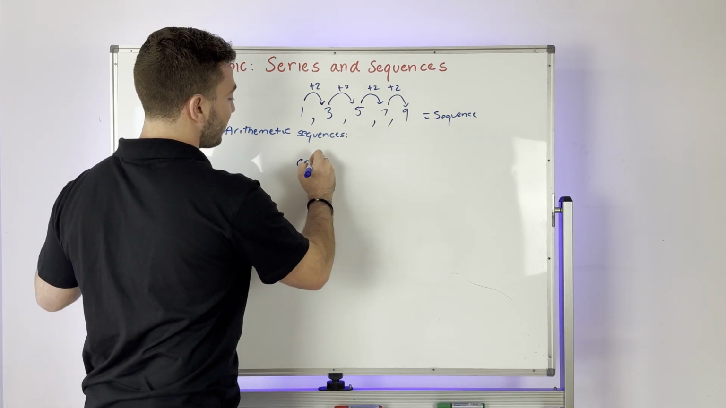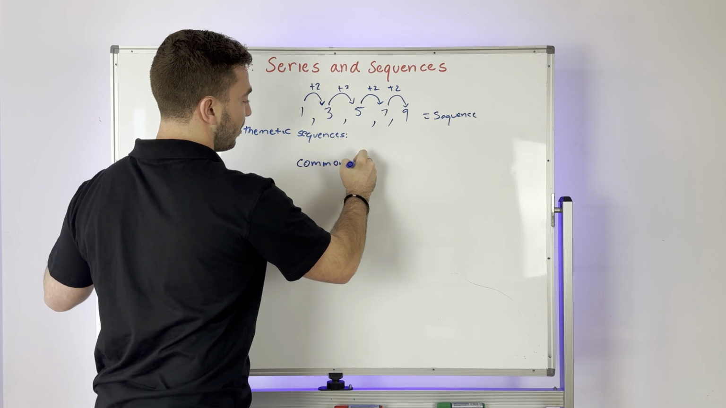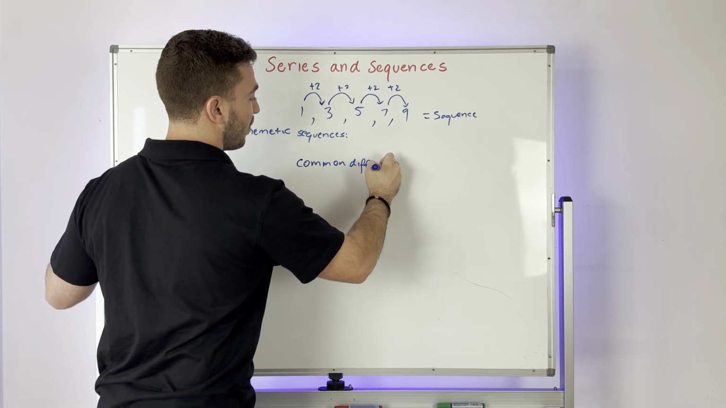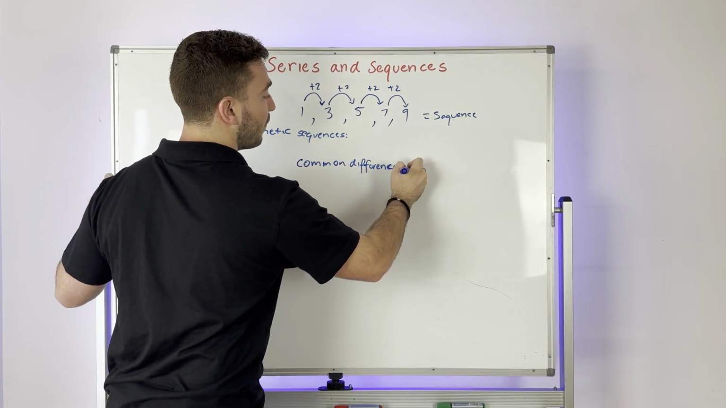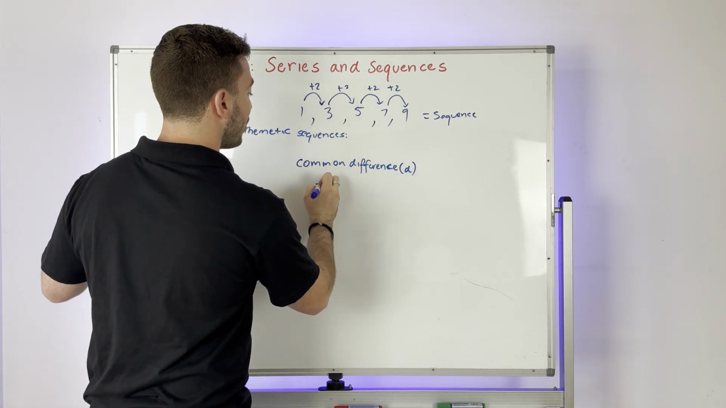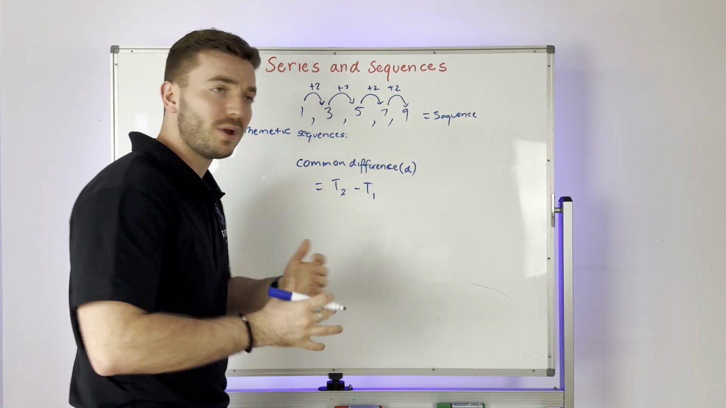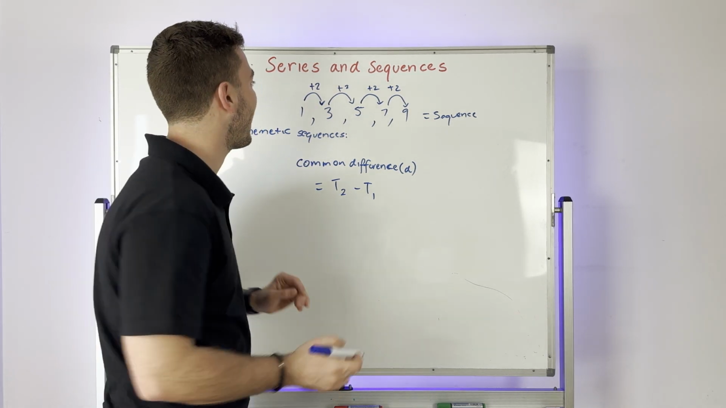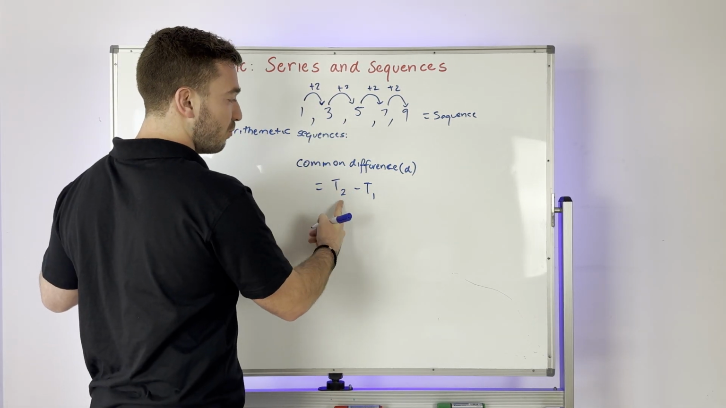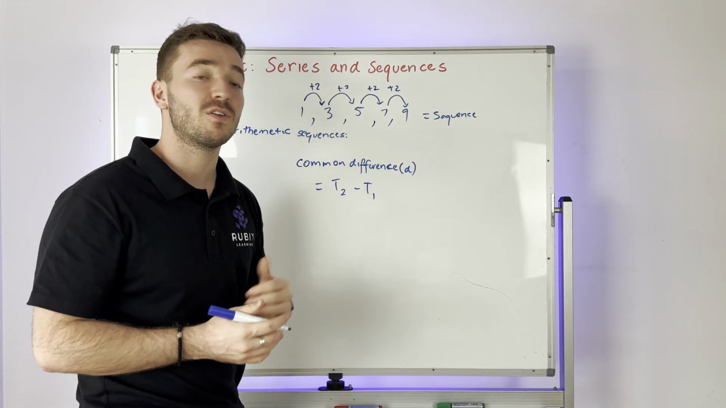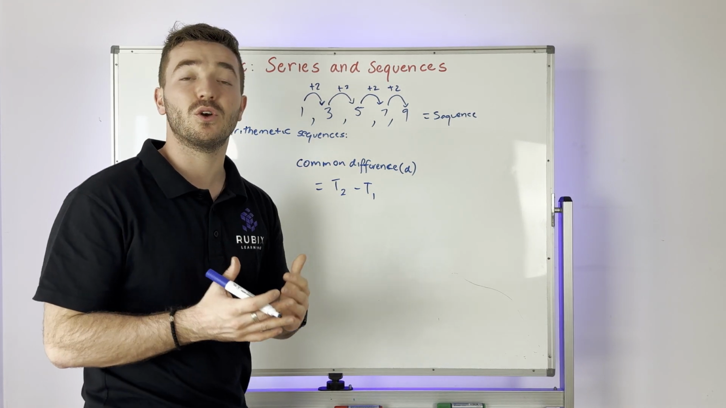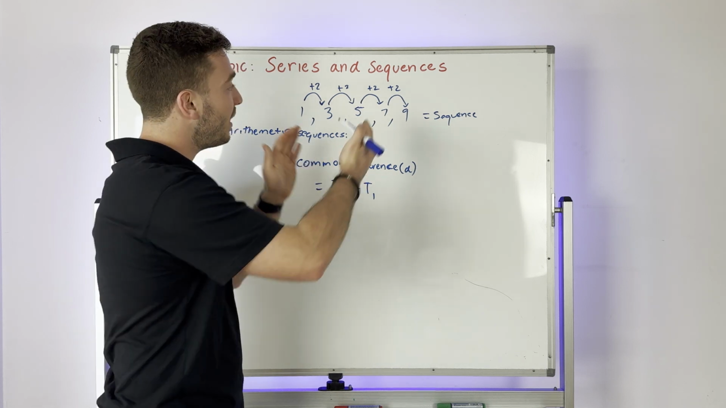So the common difference, you'll see it referred to as the letter d, is just equal to T2 minus T1. Now, what is T2 and what is T1? Don't want to freak you out. This refers to term 2, this refers to term 1. So the subscript below just refers to the place of the term inside the sequence.